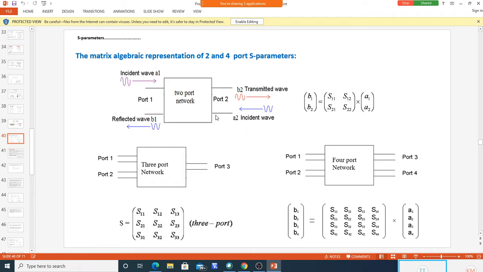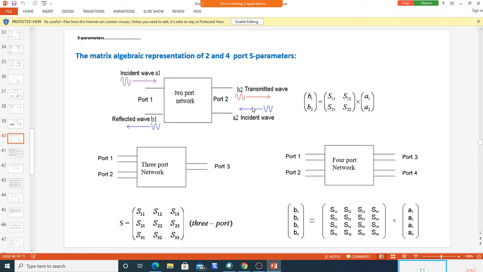So instead of using V plus, letter A is used for incident waves. Similarly, letter B is used for outgoing waves. B2 is the outgoing wave at port 2. Similarly, B1 means it is an outgoing wave at port 1, because the subscript is 1 here. So A and B are used instead of V plus and V minus.